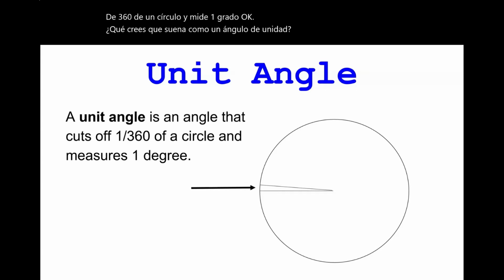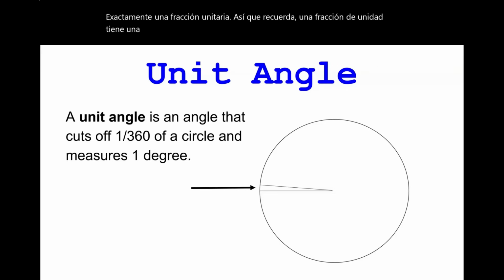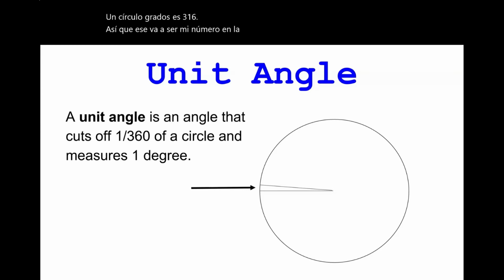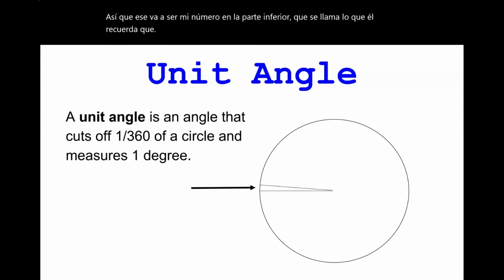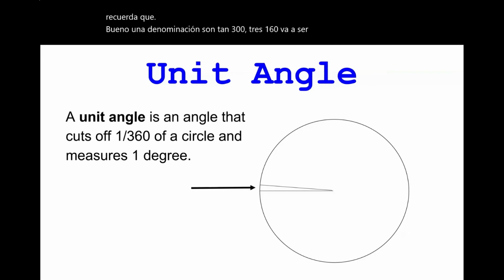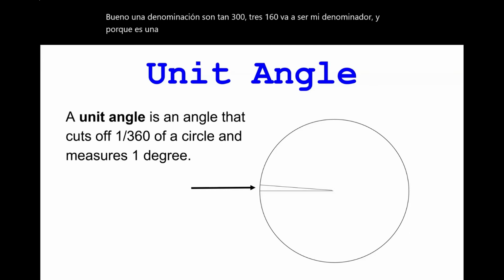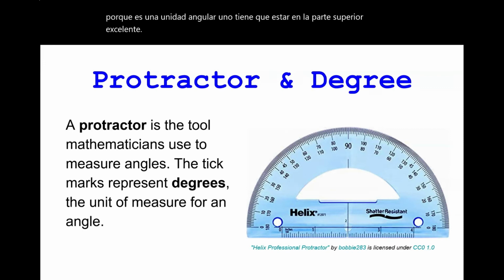Exactly, a unit fraction. So remember, a unit fraction has a 1 in my numerator, right? A unit angle is out of a circle, right? A circle's degrees is 360. So that's going to be my number on the bottom, which is called what? Who remembers that? Good, a denominator. So 360 is going to be my denominator. And because it's a unit angle, a 1 has to be on top. Excellent.